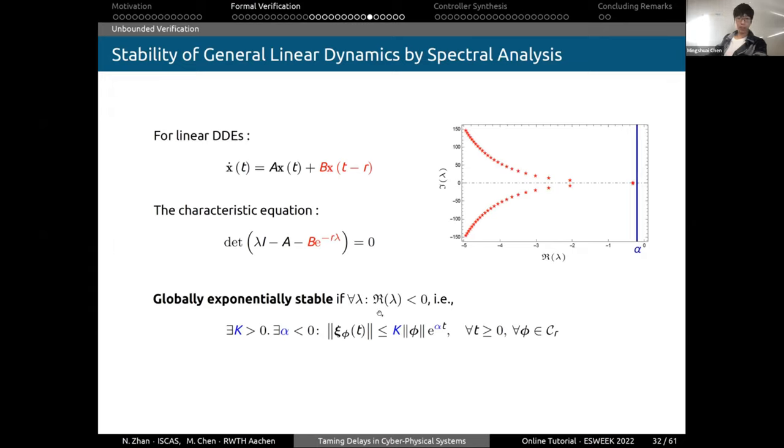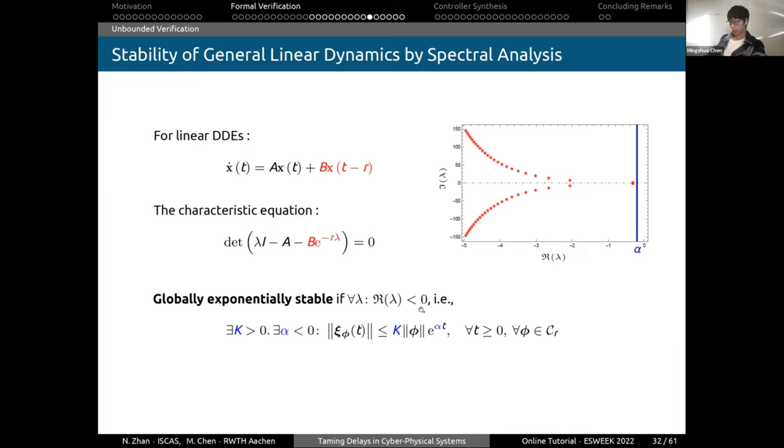And this certificate says that formally, if the real parts of all the eigenvalues lambda are negative, then there exist constants k and alpha such that your solution can be upper bounded by this exponential term. And that's why this is called exponentially stable. Why is it stable? Because alpha here is negative. All right, look at this picture. Alpha is to the left of zero. Alpha is negative. So this exponential term is exponentially decreasing. And this bound holds for any initial condition phi from the set of continuous functions. And because of this for all quantifier, we call this globally exponentially stable.